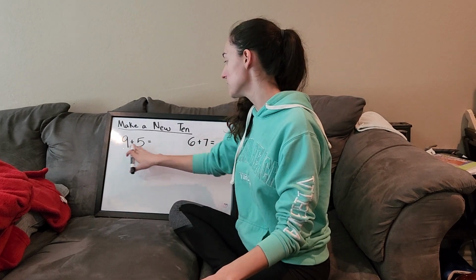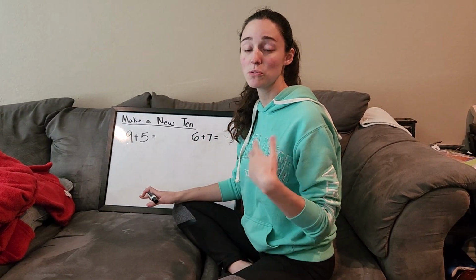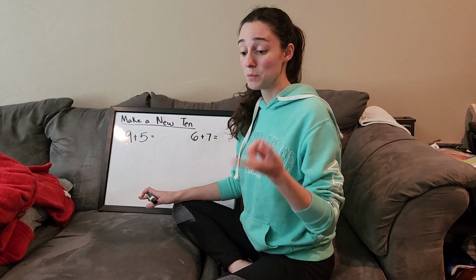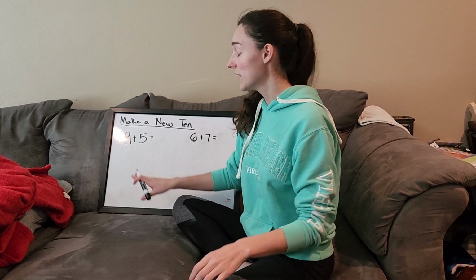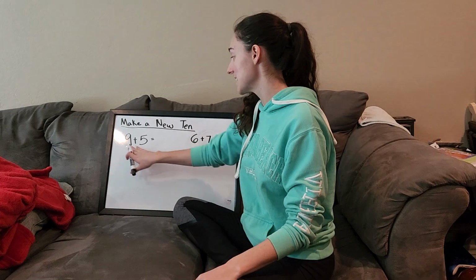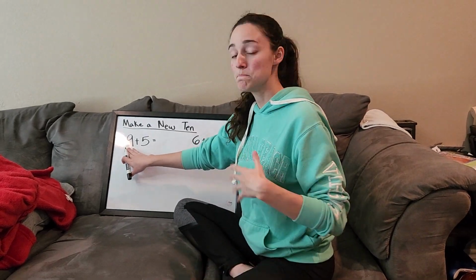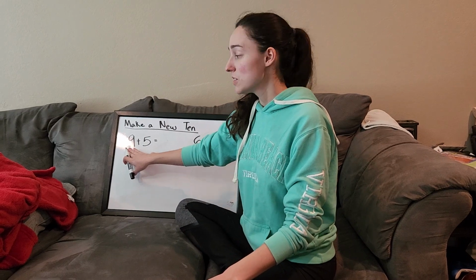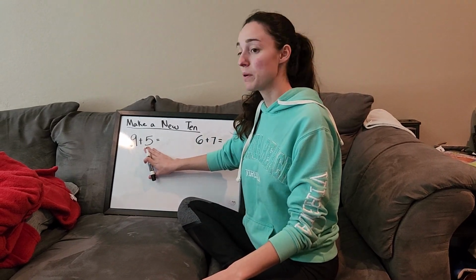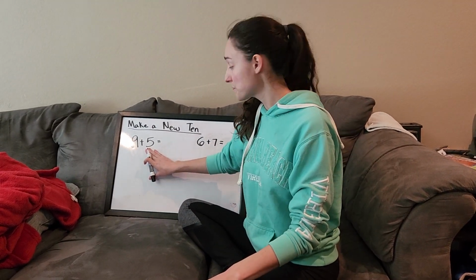The first thing that you do when you have your problem is you look to see which number is closest to a 10. It could be 10, 20, 30, 40. In this case, we're just looking for 10 itself. So our 9 is closer, so that's the number we want to build up and make bigger. The second number is where we're going to make our changes.